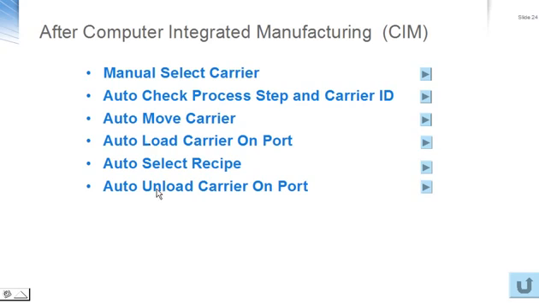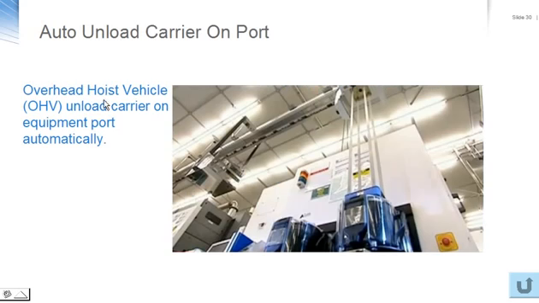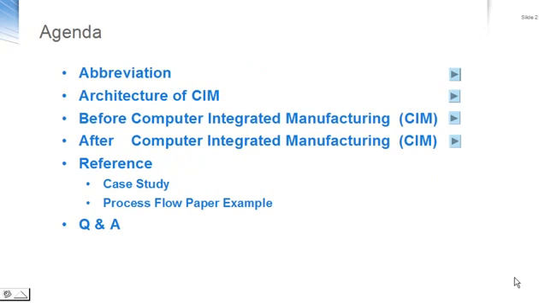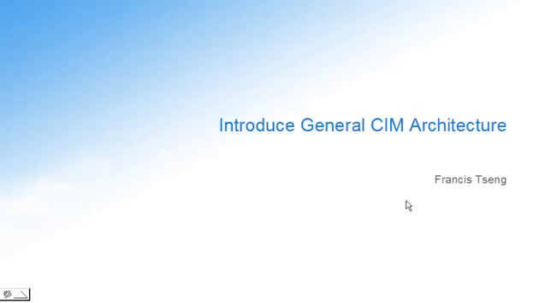And then after the carrier finishes the process, we will auto unload the carrier on the pole. You can see the overhead hoist vehicle unloads the carrier on the equipment pole automatically. And after this computer integrated manufacturing, the CIM system will help the company's products have a good yield. Okay, this is the general CIM architecture. Thanks for watching.